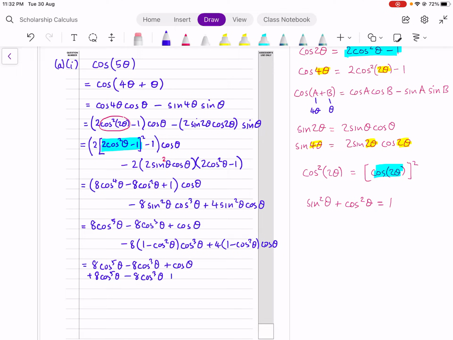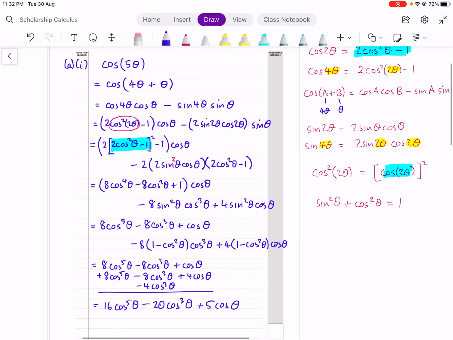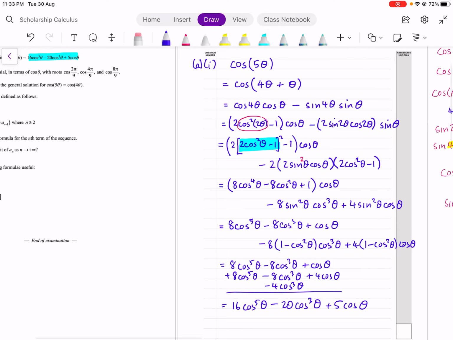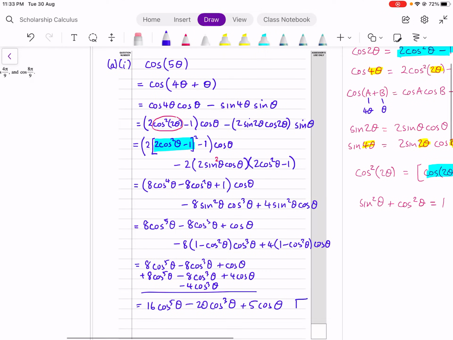plus 4 cos minus 4 cos cubed equals 16 cos to the 5 minus 16 cos cubed. Oopsies, not 16, 20. Gosh, when basic maths lets you down. Plus 5 cos theta. And I haven't looked at the right hand side in a while. Yippee yay, it's it. So when we prove it, put a box there, smiley face inside the box.